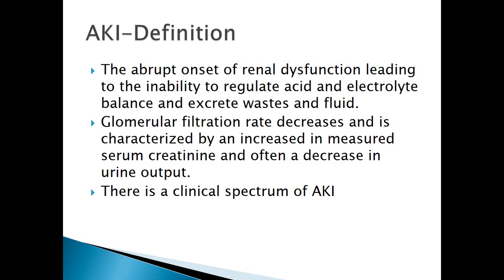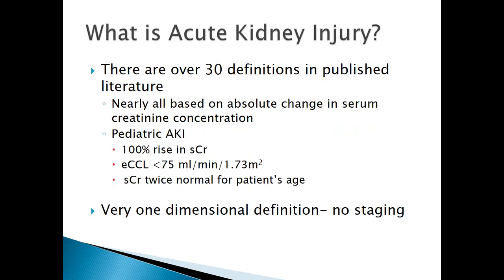And like with any medical problem, there's typically a spectrum of AKI. And the biggest hurdle that we've had over the years is that there are over 30 definitions in the published literature. And most of them are one-dimensional. There's really no staging. And we don't really do this for probably any other thing, like the New York Heart Association classification, or cancer staging. They're not really all one-dimensional, but for acute kidney injury, it is. So that poses a problem. And the prior definitions were all specific changes in creatinine or changes in creatinine clearance, things of that nature.